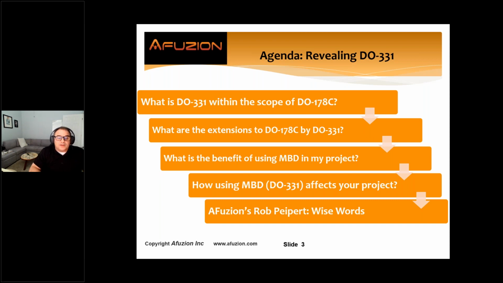Additionally, we'll get into some of the benefits of using model-based development as part of your project. What can you expect? And there are examples that are provided by DO 331 that you can use within your project. And then the final thing we'll look at, which is probably the most important, is how using model-based development in your project will affect your project. For instance, how much extra work do I need to do? Are there any items that I can exclude? And then what do I need to include?